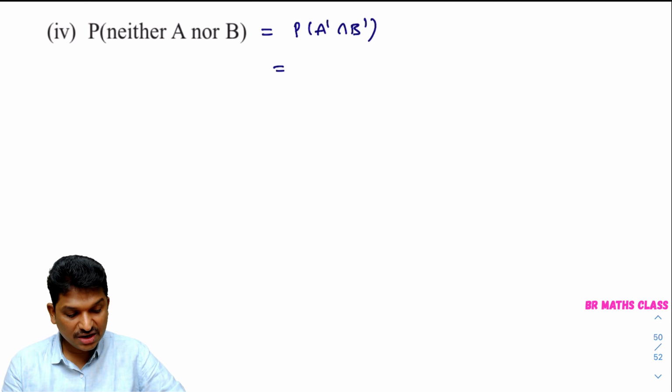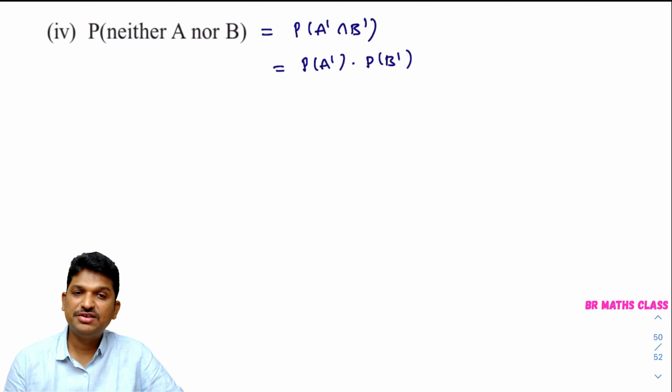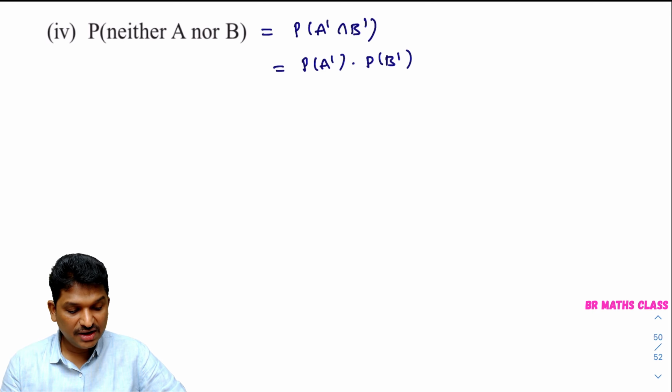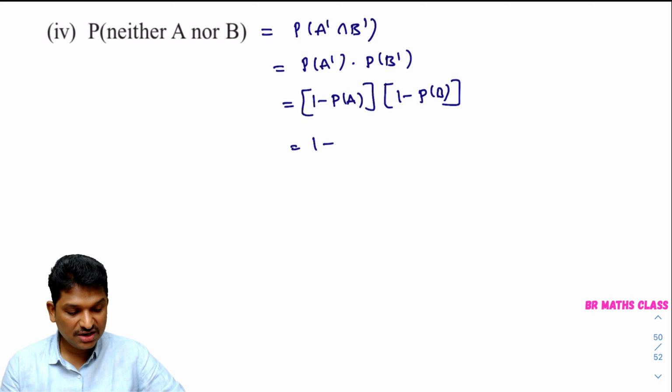So what this can be written as? This can be written as probability of A dash into probability of B dash. It is a simple way of doing this problem, right? Probability of A dash, we know, can be written as 1 minus probability of A. Similarly, probability of B dash can be written as 1 minus probability of B.